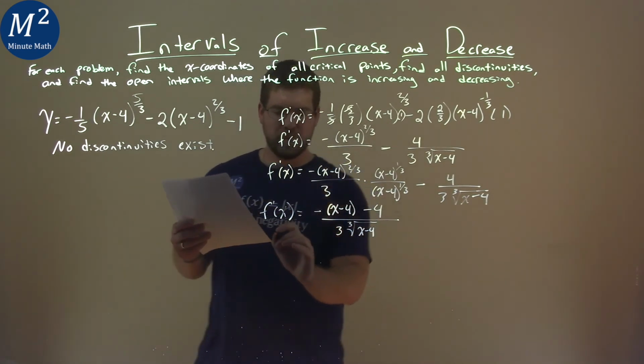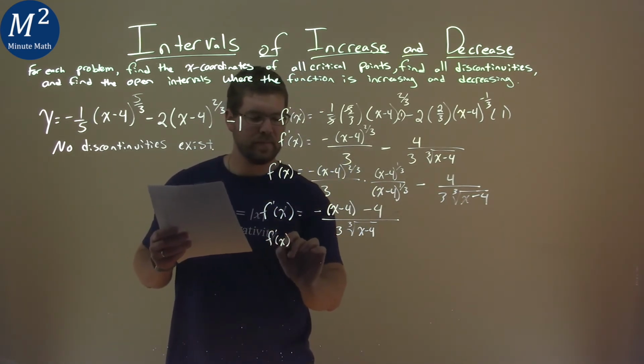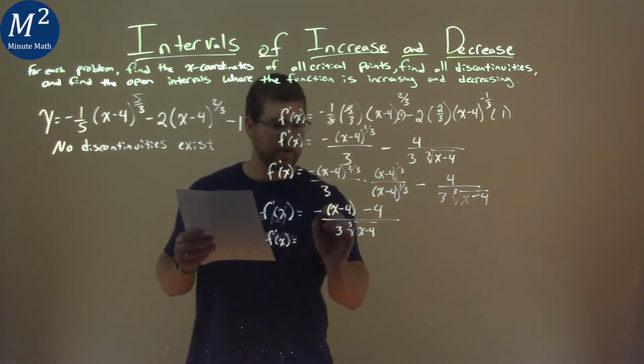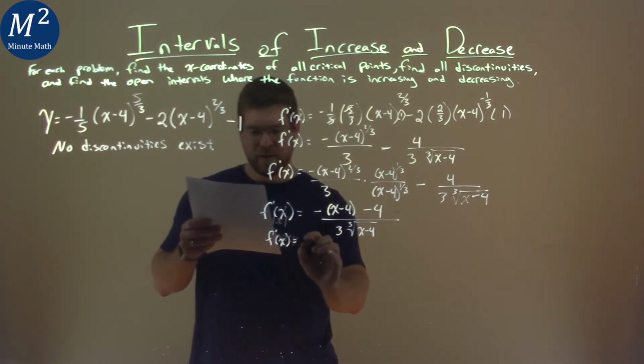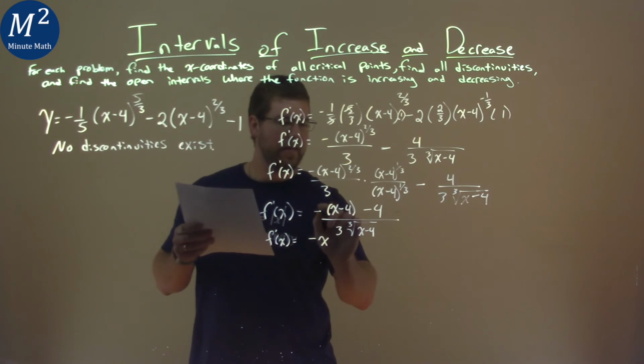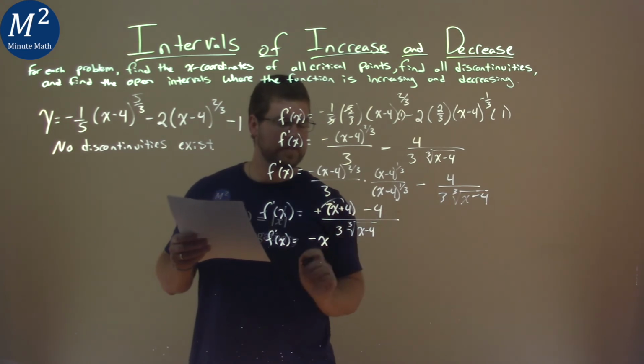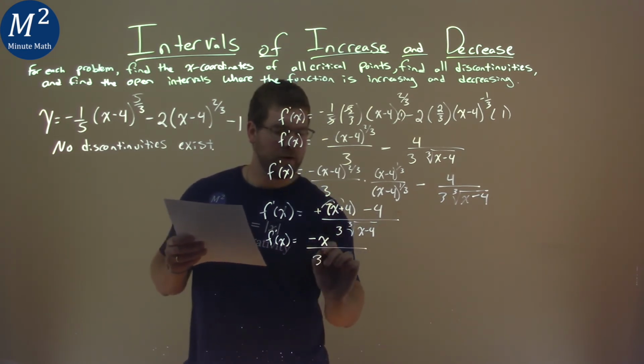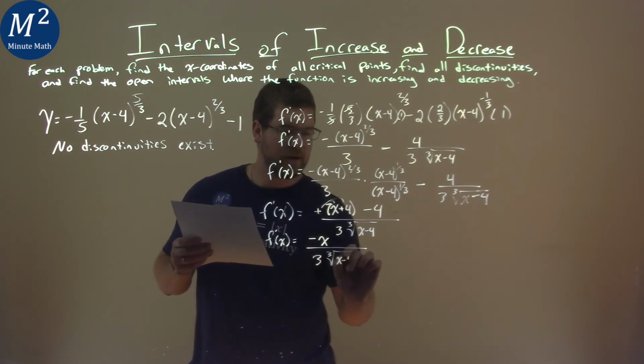Keep going, simplifying this. F prime of x is equal to, good old, we have a negative x up front here now, negative x, and then the negative goes to both parts, making this a negative here, and the x positive 4, subtract a 4 is 0. We're done. And we have 3 over the third root of x minus 4.